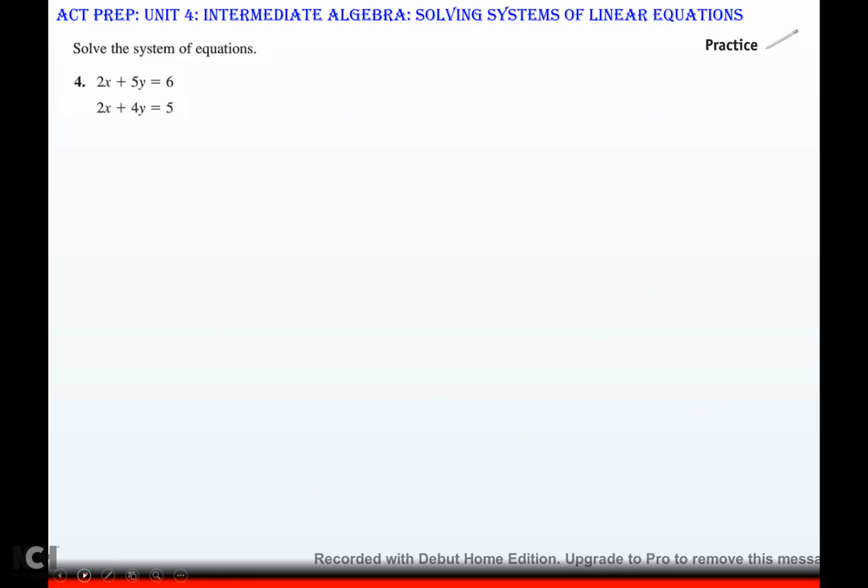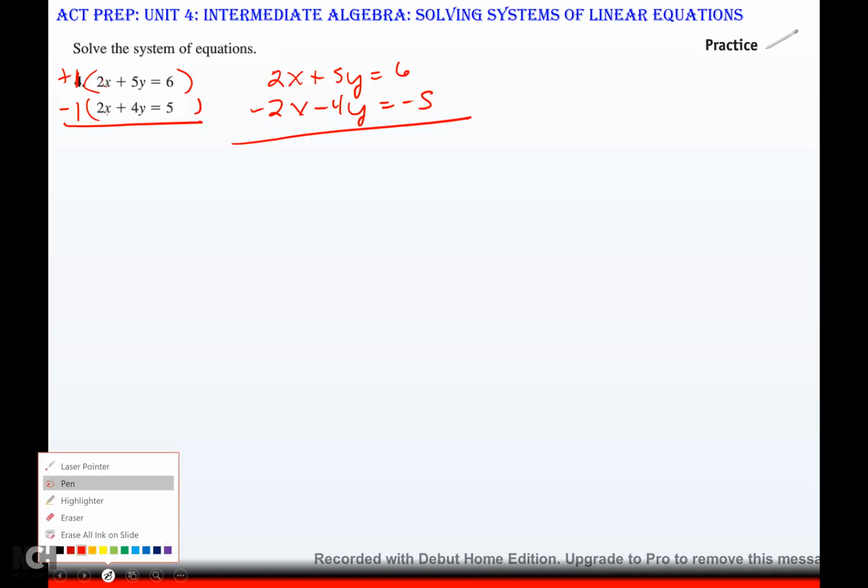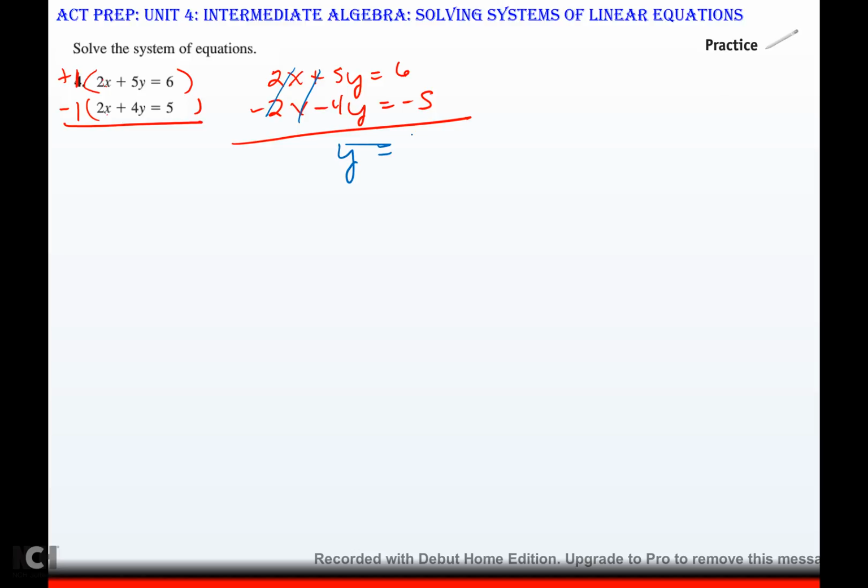Okay. All right, number 4. Again, should be an easy one because the 2's already matched. So all I need is a +1 and a -1. On top, I'd stay the same: 2x plus 5y equals 6. On bottom, distribute the negative, which is going to be -2x, -4y, -5. When I combine like terms, the x's cancel. 5y take away 4y is y. 6 take away 5 is 1. So I got y is 1.